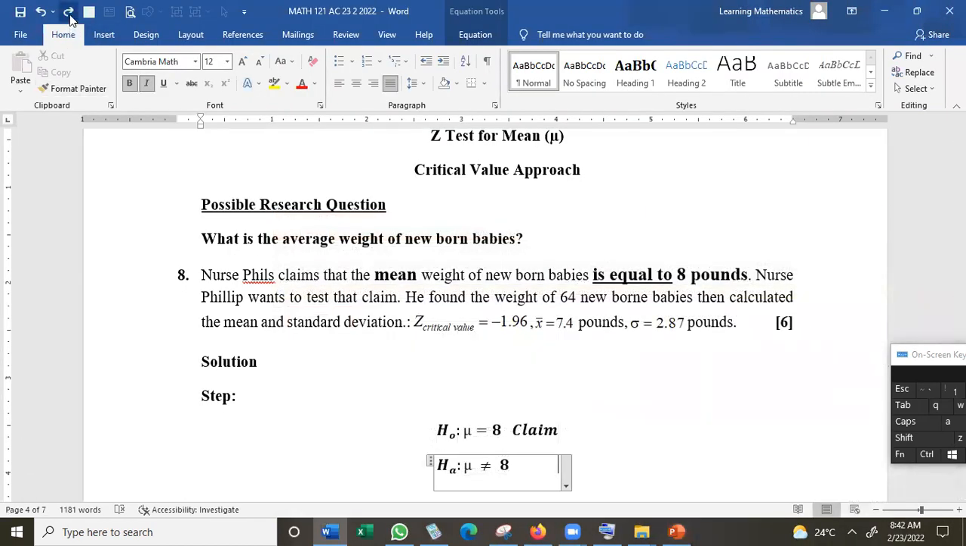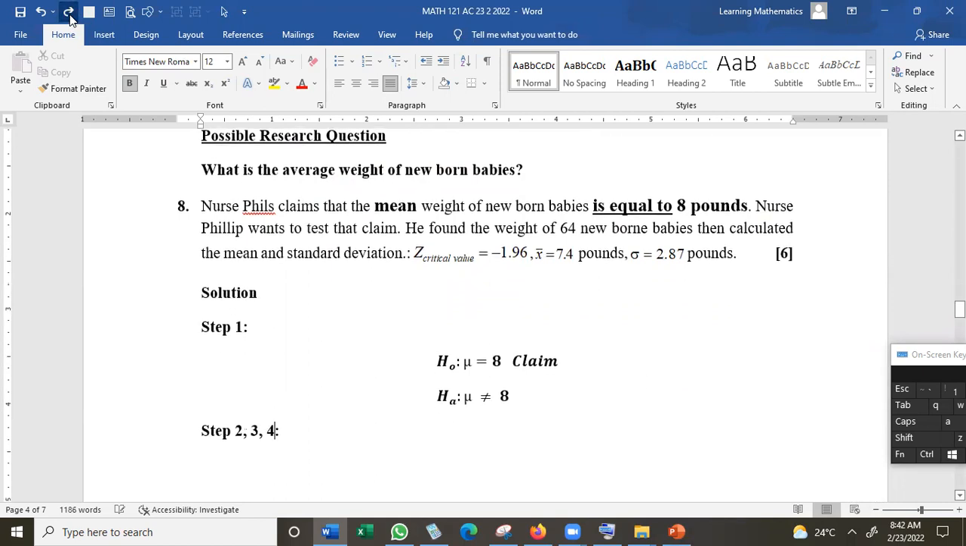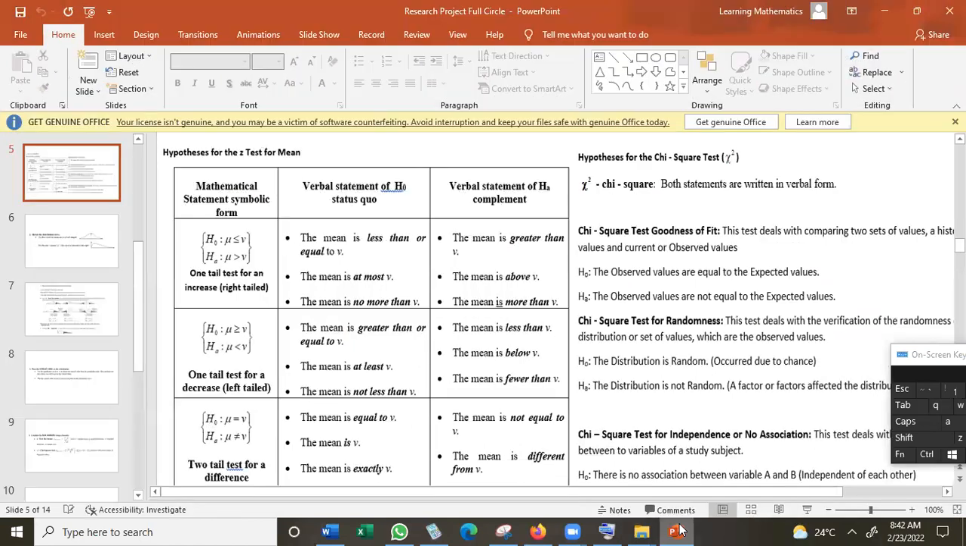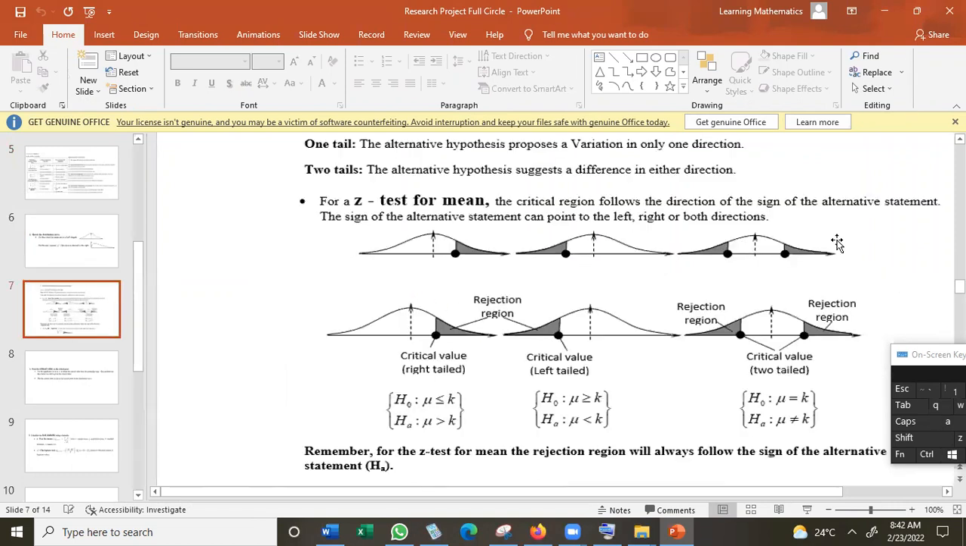Now steps number 2, 3, and 4 are all about the curve. We have to sketch the curve, shade the critical region, and put the critical value on the critical region. Because it's a z-test for mean, it's a bell-shaped curve, a normal curve. The critical region will depend on the HA symbol. Bear in mind, if the HA is pointing to the right, then the critical region is on the right. If the HA is pointing to the left, the critical region is on the left. If the HA is not equal, then it's a two-tail test.